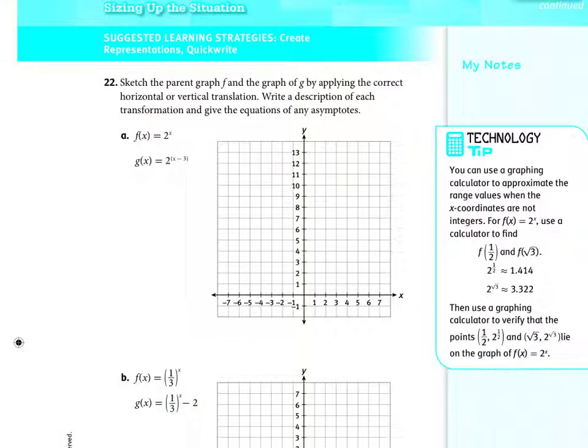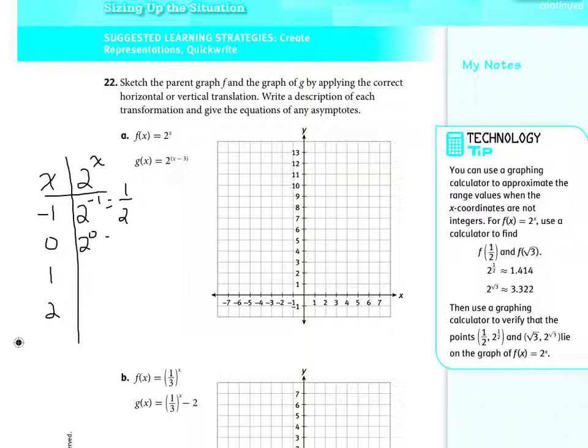On our next one, our parent graph is 2 to the x. So you can use your graphing calculator if you'd like, or make a quick table, x and 2 to the x for our parent graph. And I might add a couple more onto here, -1, 0, 1, and 2, because this one's easy. 2 to the -1 would give me 1/2. 2 to the 0 is 1. 2 to the 1 is 2. And 2 squared is 4. So we have an increasing graph.